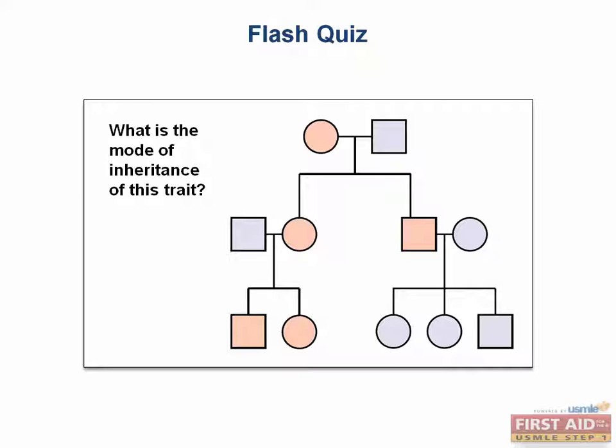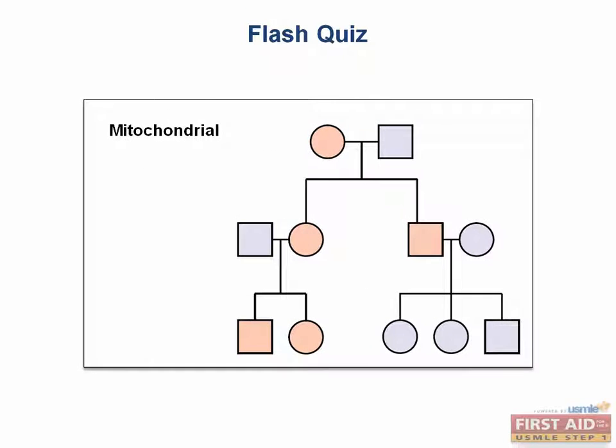Okay, let's do another flash quiz. I know we already did a few family trees, but more practice is always good. So what is the mode of inheritance of this trait? Remember, orange is someone who has the trait, and females are circles and males are squares. This one is mitochondrial, and the way we know this is again process of elimination. It's not autosomal recessive because it's in all 3 generations, and it's not X-linked recessive because it's mostly in males. It also can't be X-linked dominant because then the affected male would give it to all of his daughters, and he doesn't, which we can see here.